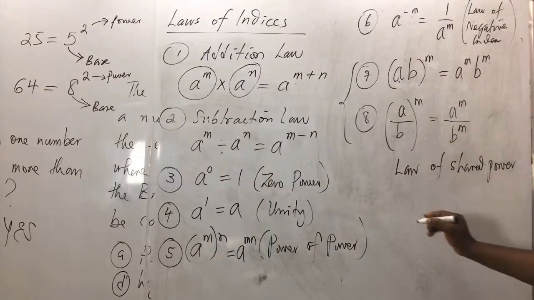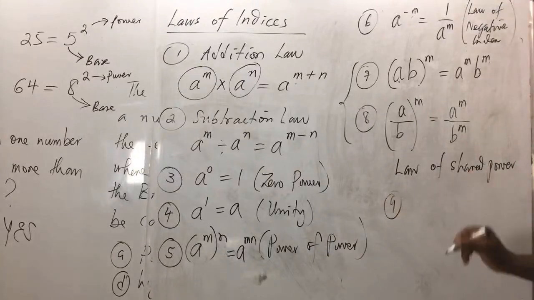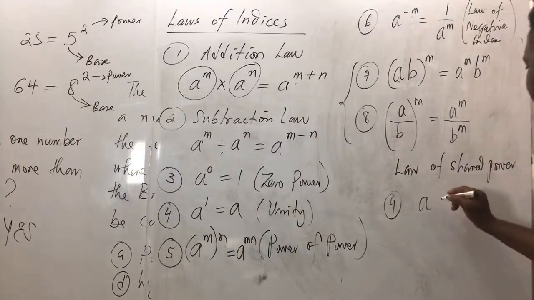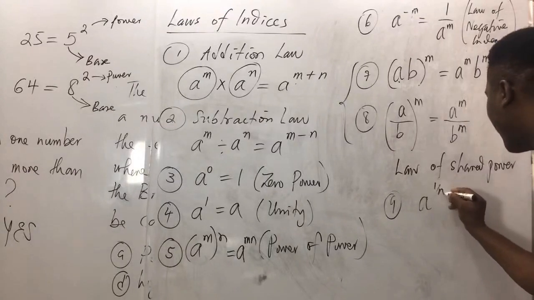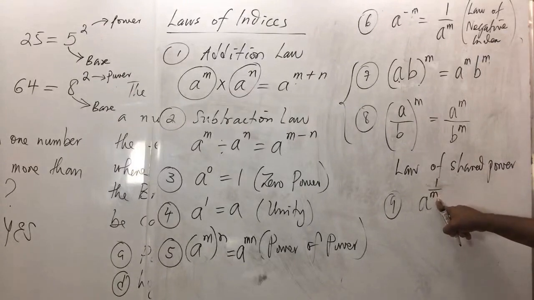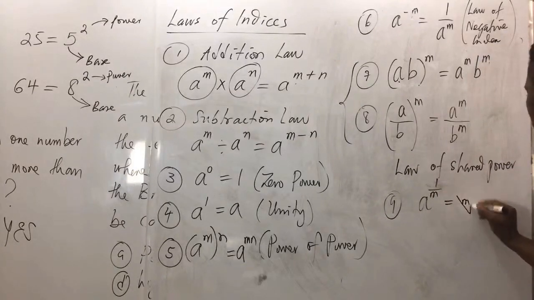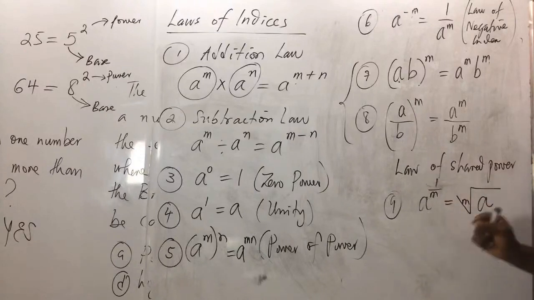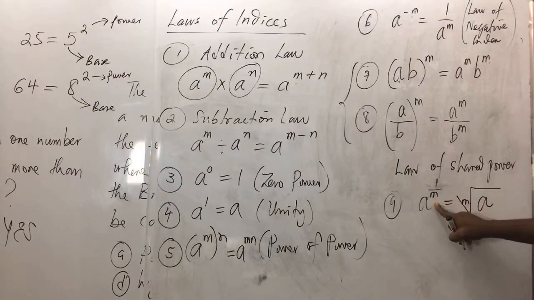Now let's go to law number 9 and 10. Law number 9 and law number 10 are variations of one another. So let's look at those laws. What does the law say? A raised to power 1 over m, to be consistent, is equal to the mth root of a. So what do we call this law? This law is called the law of fractional index. There are two variations to the law of fractional index. This law, law number 9, is called the law of fractional index.